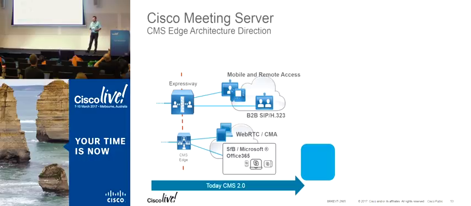Now, everything that I've spoken to you about today has been about having essentially a dual edge strategy. We've got Expressway, which was taking our mobile and remote access. We've got the Expressway also doing our B2B. And I've been talking about the CMS Edge doing WebRTC and Office 365 and Skype for Business integration.